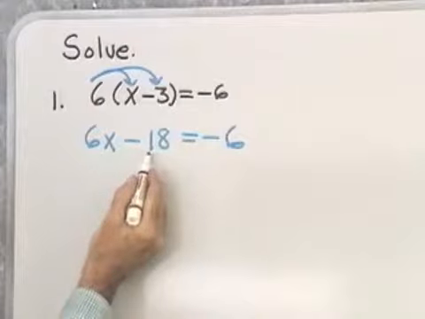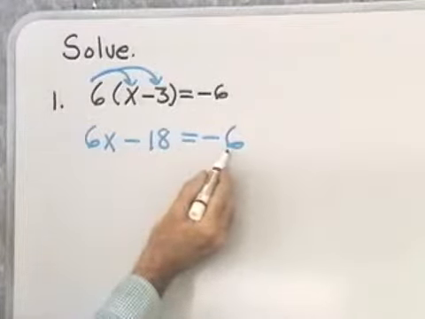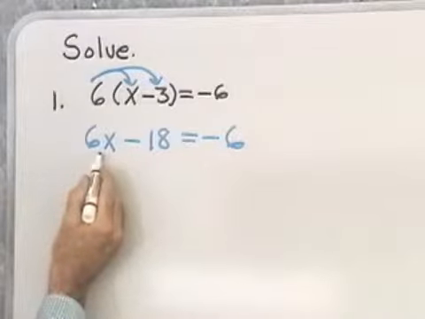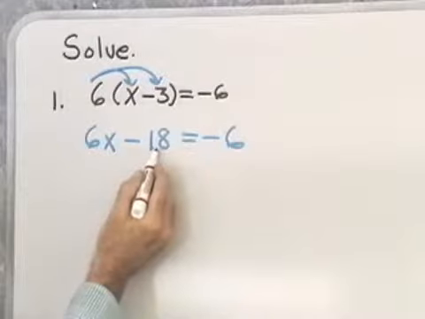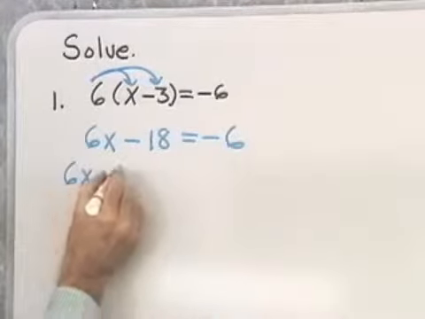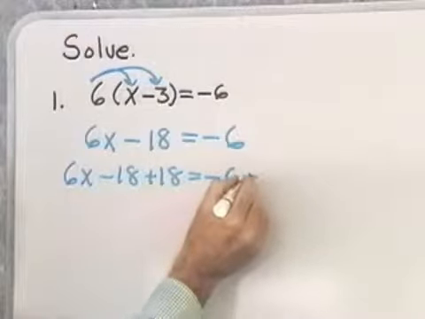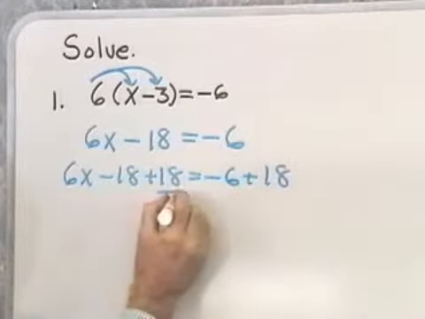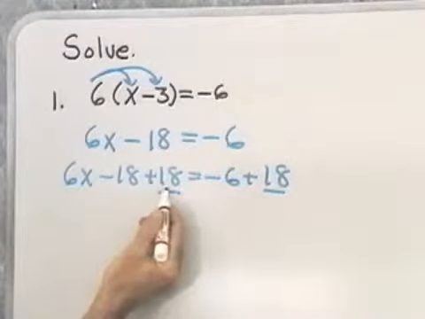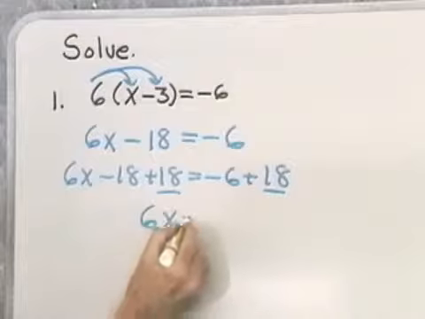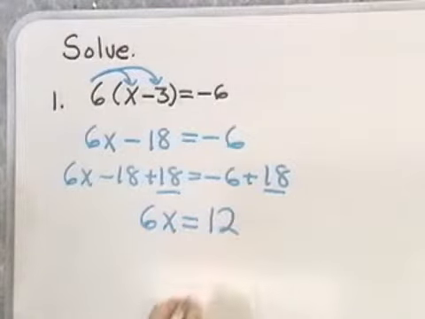Now I'm going to use the addition property. This is a variable term, that's a constant term, and that's a constant term. I want all the variable terms over on the left side and all the constant terms on the right side. So I need to add the opposite of this term to both sides. 6x minus 18 plus 18 equals negative 6 plus 18. So you can see there I've added 18 to both sides. 6x plus negative 18 plus 18 is simply 6x, and the negative 6 plus 18 is going to be 12.